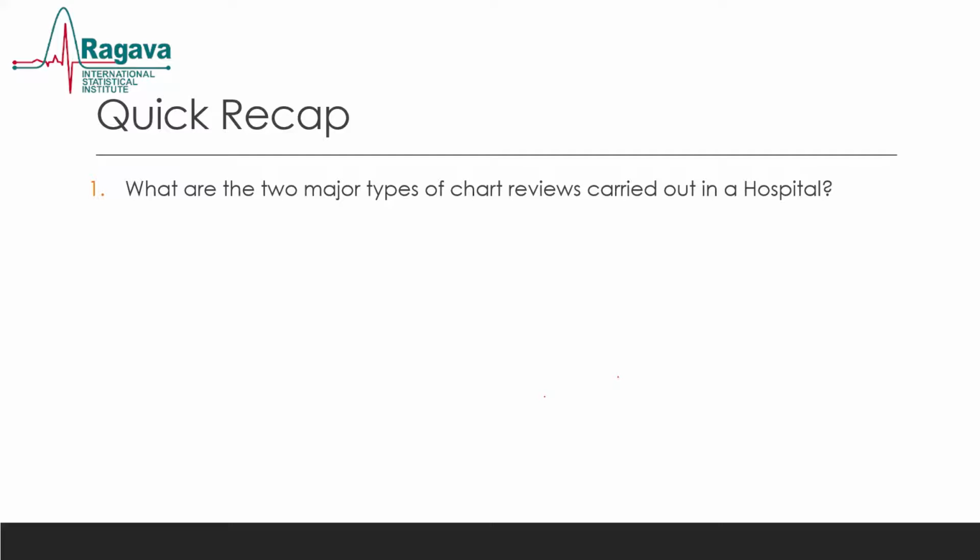What are the 2 major chart reviews carried out in a hospital? People, if you can just type it out in your chat box. Concurrent and retrospective. Exactly. As I had initially said, open and closed chart review is also what it is called. So basically, your concurrent review is what is called open chart review or active case sheet audits. All those are a type of chart review.